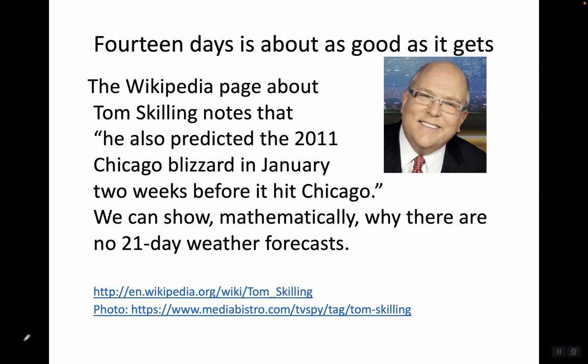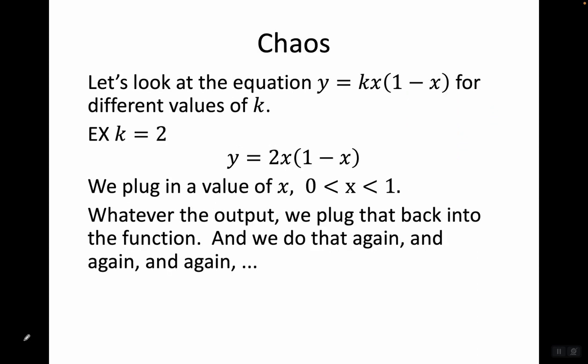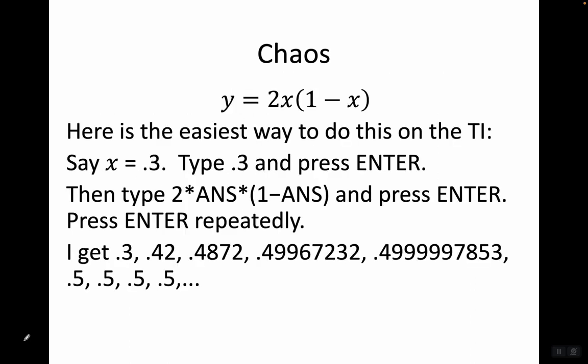We can show mathematically why there are no 21-day weather forecasts. Let's look at the equation y equals kx times 1 minus x for different values of k. Let's start with k equals 2. So we have y equals 2x times 1 minus x. We plug in a value of x between 0 and 1. Whatever the output, we plug that back into the function, and we do that again and again and again.